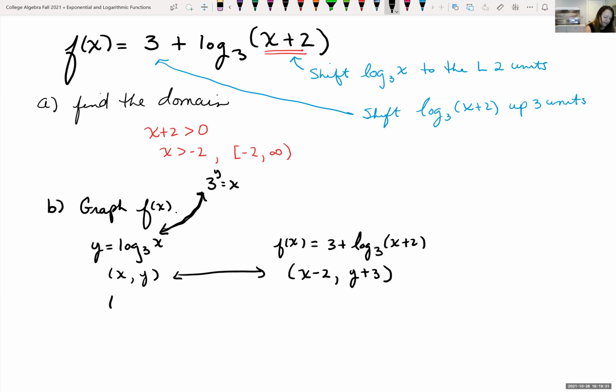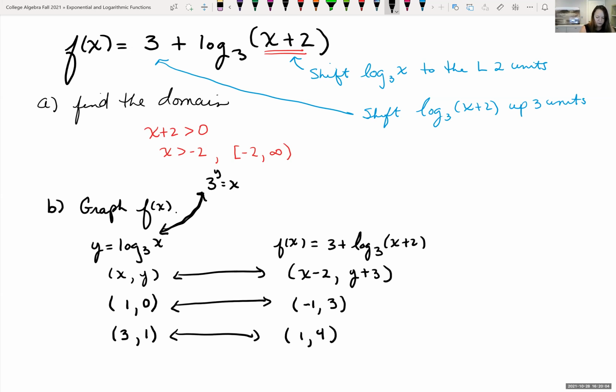So I know if y is 0, 3 to the 0 is 1. So let's look at our new point. Subtracting 2 from our x value, 1 minus 2 is negative 1. And adding 3 to my y value, I get 3. If we plug in 1 for y, we get 3 to the first power, which is 3. So we have a point (3, 1) on our original function with a shift. 3 minus 2 is 1, and 1 plus 3 is 4. We have a point at (1, 4).